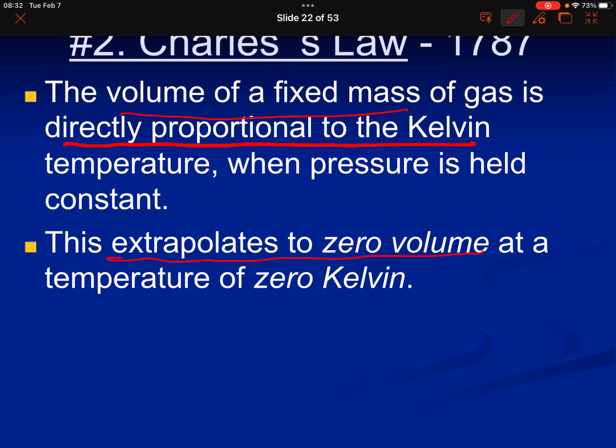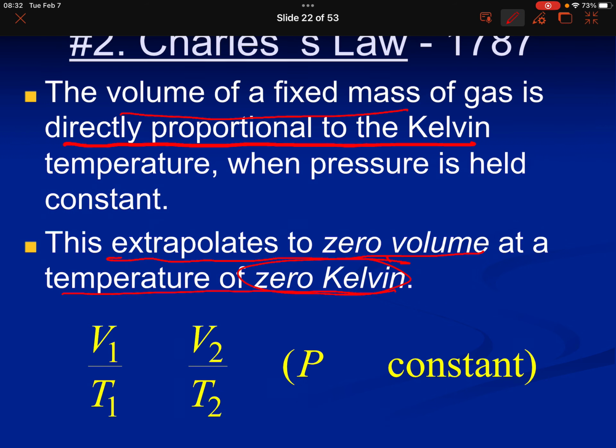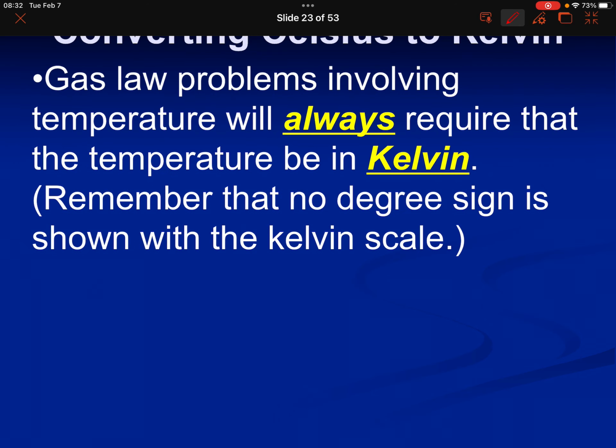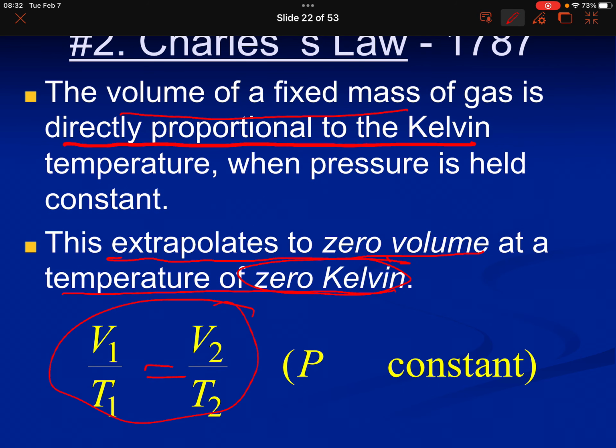Charles' law tells us that the volume of a fixed mass of gas, so fixed moles, is directly proportional to Kelvin temperature. So this is a direct relationship. This is a fun law, and if I had all the time in the world, we'd do this. If we extrapolate Charles' law down to 0, we get to 0 Kelvin. So that's just sort of a fun fact. That's one of the reasons we call the Kelvin scale an absolute scale.